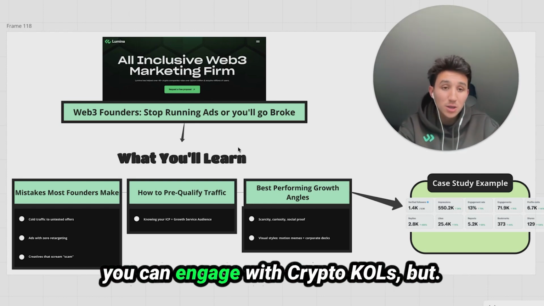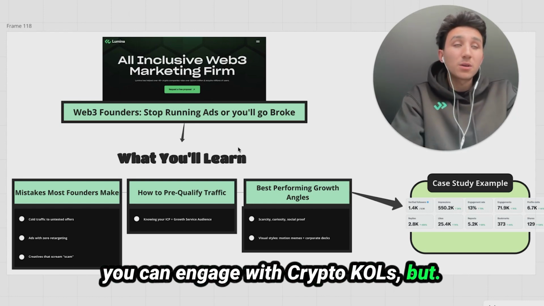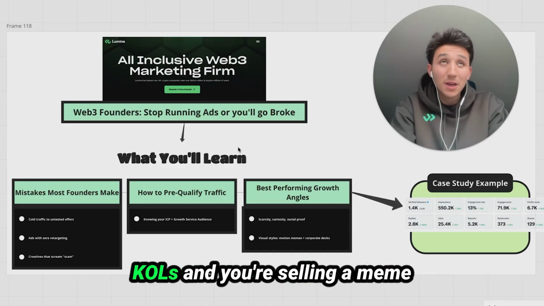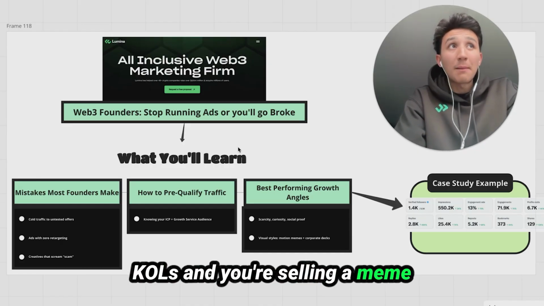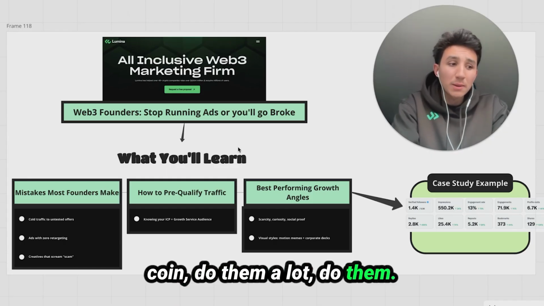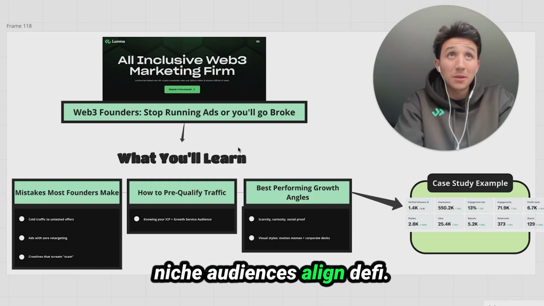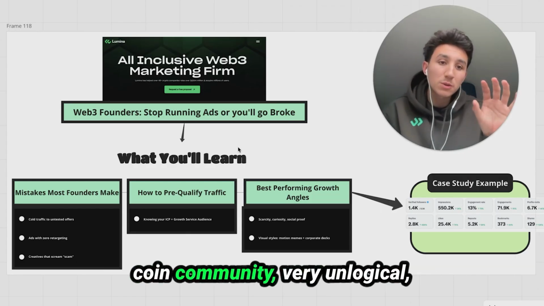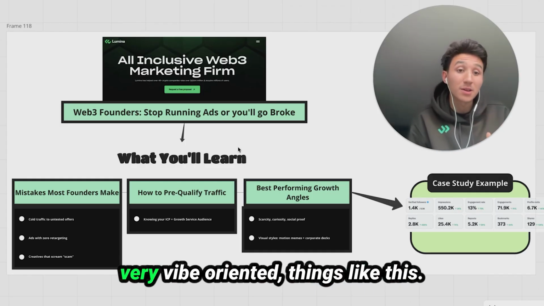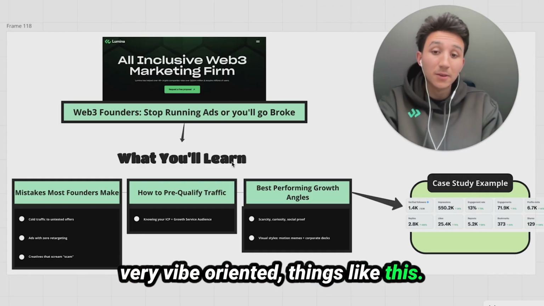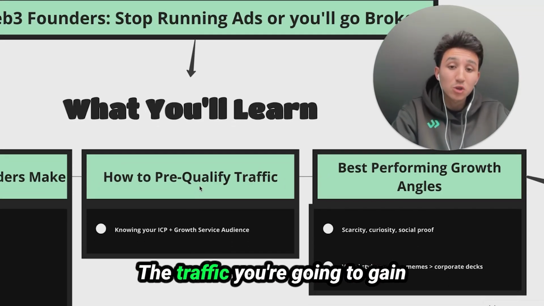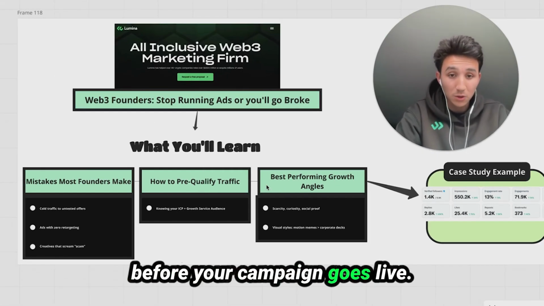Because yes, you can engage with crypto KOLs, but if those crypto KOLs are DeFi native KOLs and you're selling a meme coin, do those target audiences and niche audiences align? DeFi, very tech-centric, very logical. Meme coin community, very unlogical, very vibe-orientated, things like this. So know these things and begin to pre-qualify the traffic you're going to gain before your campaign goes live.